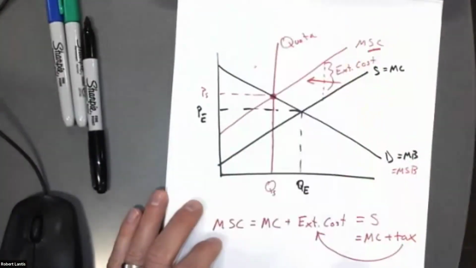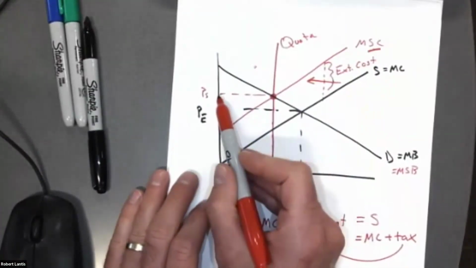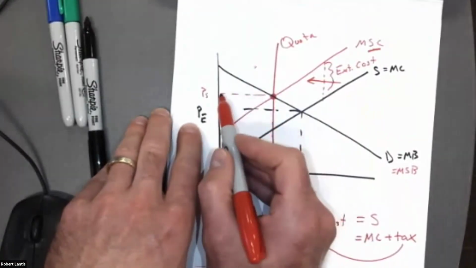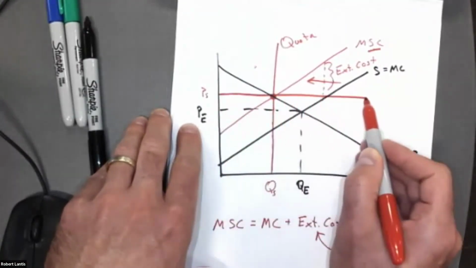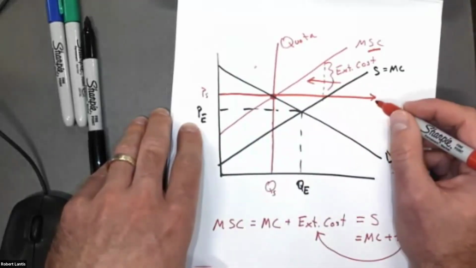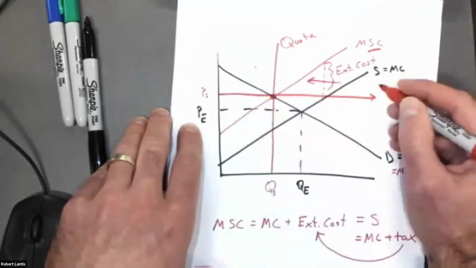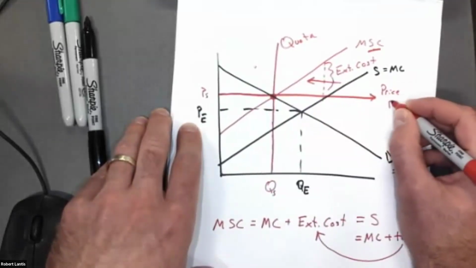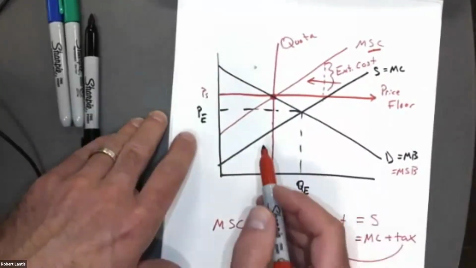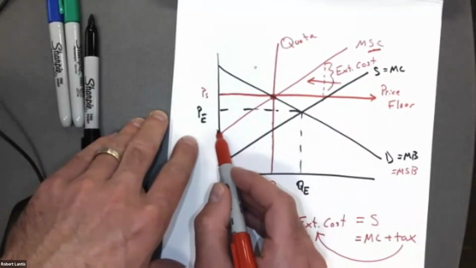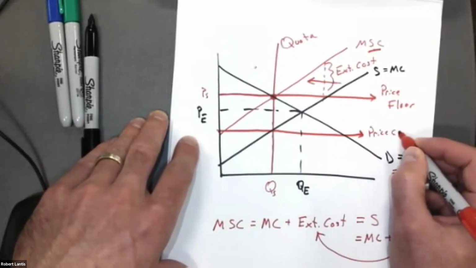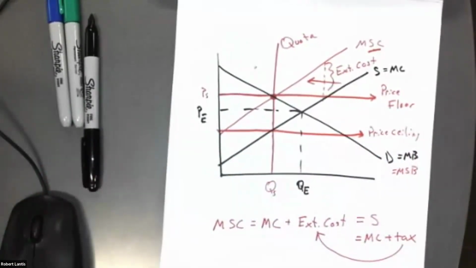Taxes, quotas, or if this is the socially efficient price and I don't want the price to be down here, what else could I use? If I don't allow the price to go any lower than this point, I could also use a price floor. And then it's not maybe as clear, but what also limited quantity, I could also use an effective price ceiling.